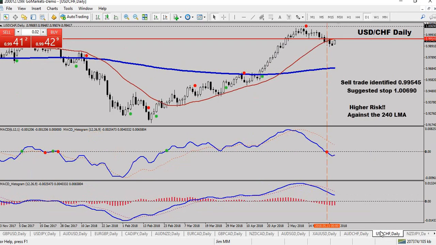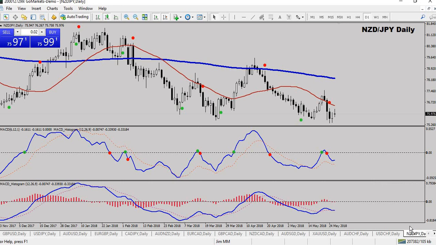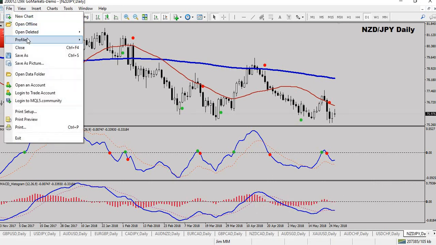Aussie Swiss, nothing there. Here's a USD Swiss I'd already spoke about in the other profile. It's in the trade that's going slightly against me at the moment. And New Zealand yen, nothing there. So that's about it, guys. Just race through the charts pretty quick.